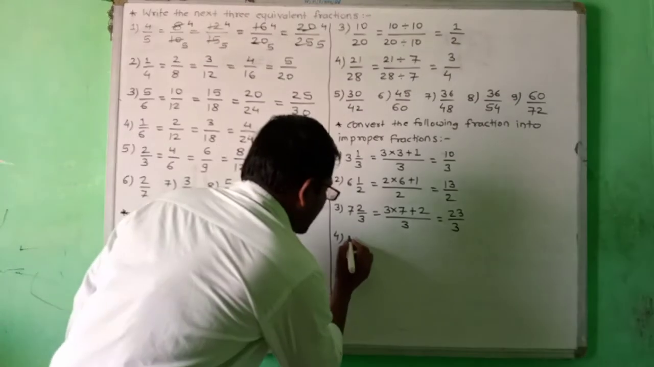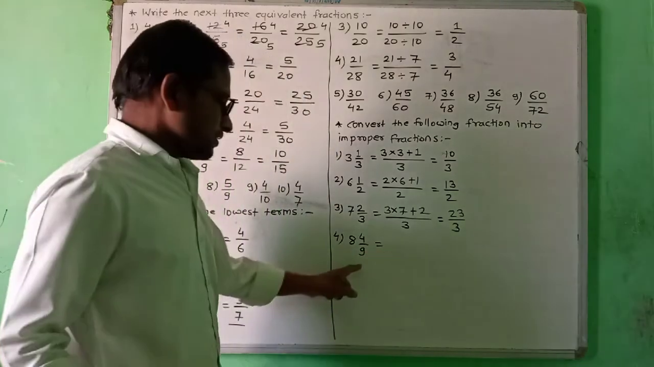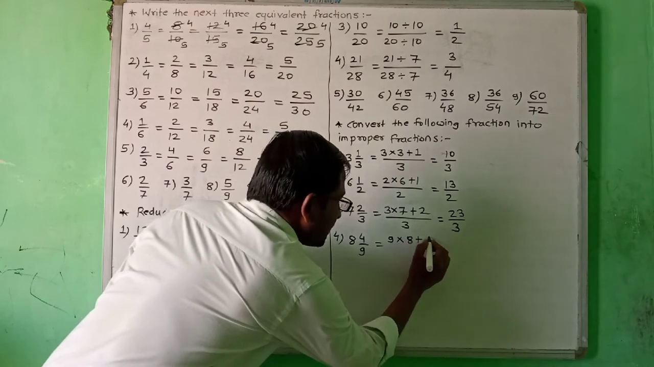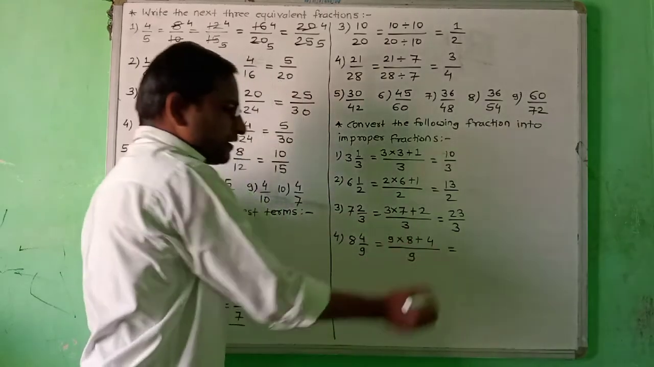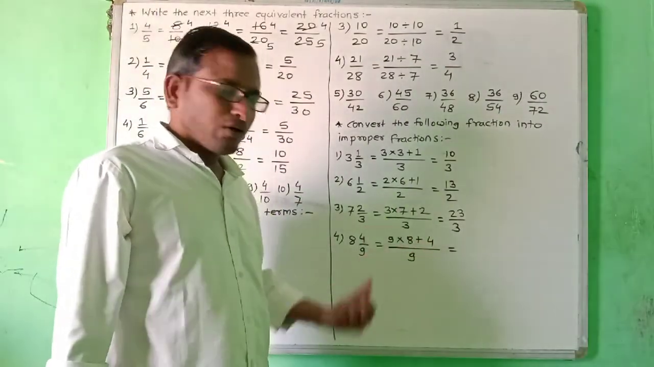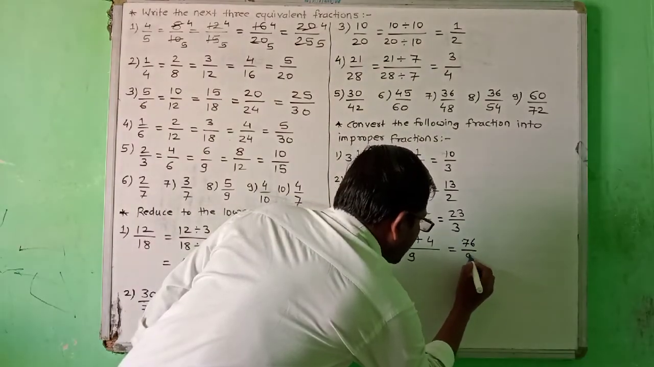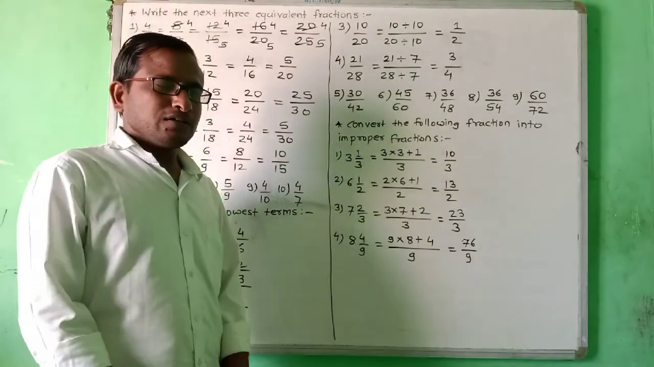Next, fourth one, 8 integer 4 upon 9 is equal to. So again, 9 multiplied by 8 plus 4, and in the denominator write 9. 9 8s are 72, 72 plus 4 is 76. 76 upon 9. This is the answer. So the remaining examples you do it.